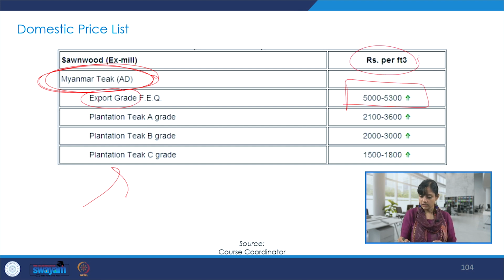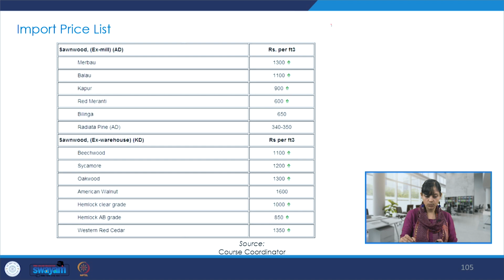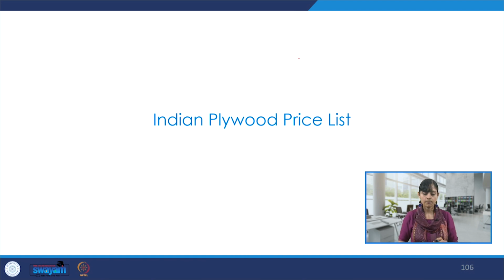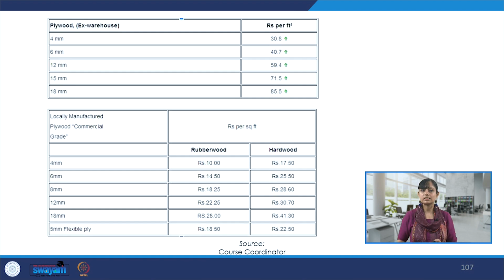This is INR per cubic feet, and this is dynamic and liable to actually get further increased and on a higher side. Import price list, again INR per cubic feet, and here also we see a huge range, 340 to 350, even 1300 plus, and so on. Some Indian plywood price list. So these are just for understanding purposes, what is available in the market.